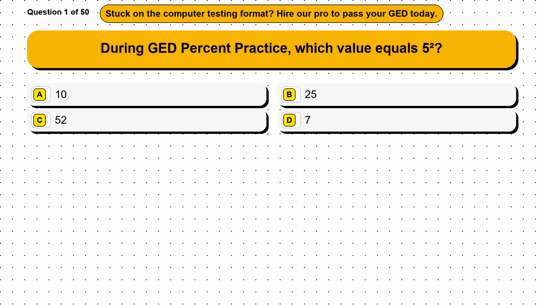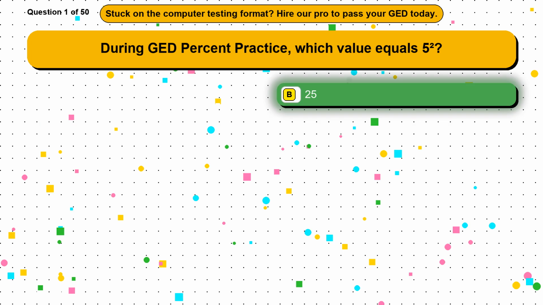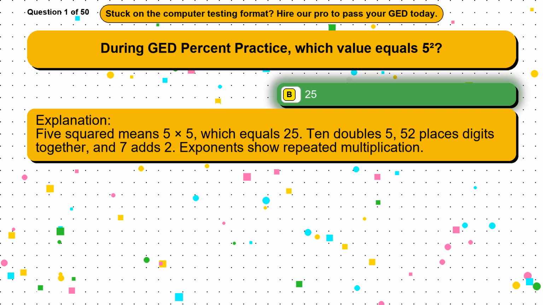Question 1. During GED Percent Practice, which value equals 5 superscript 2? Option A 10. Option B 25. Option C 52. Option D 7. The correct answer is option B, 25. 5 squared means 5 times 5, which equals 25. 10 doubles 5, 52 places digits together, and 7 adds 2. Exponents show repeated multiplication.